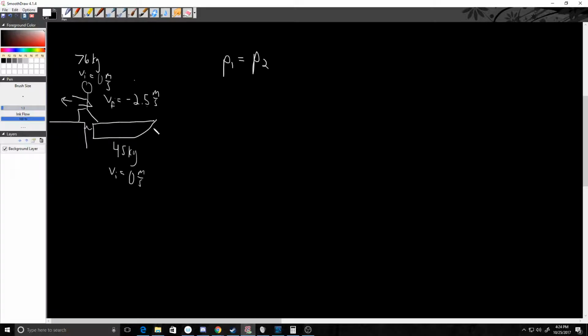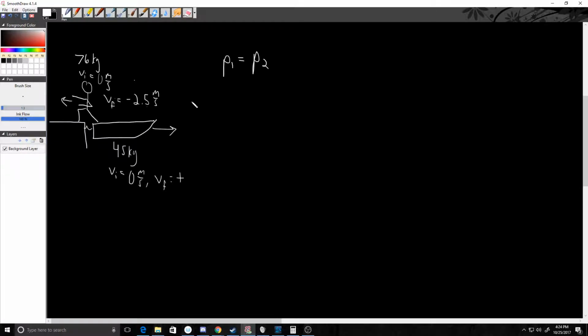And what we're going to find is that the boat is going to move to the right. It's going to have some velocity in the positive direction. I'll put a positive there. And our big question, the big thing we're trying to figure out, is exactly how much velocity that boat has. So the law of conservation states that the amount of momentum we have at the beginning is equal to the amount of momentum we have at the end.